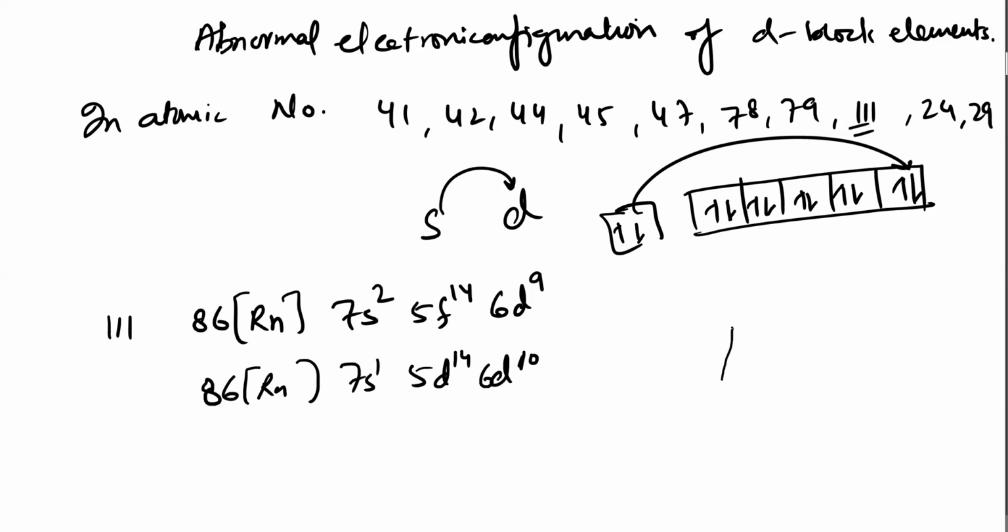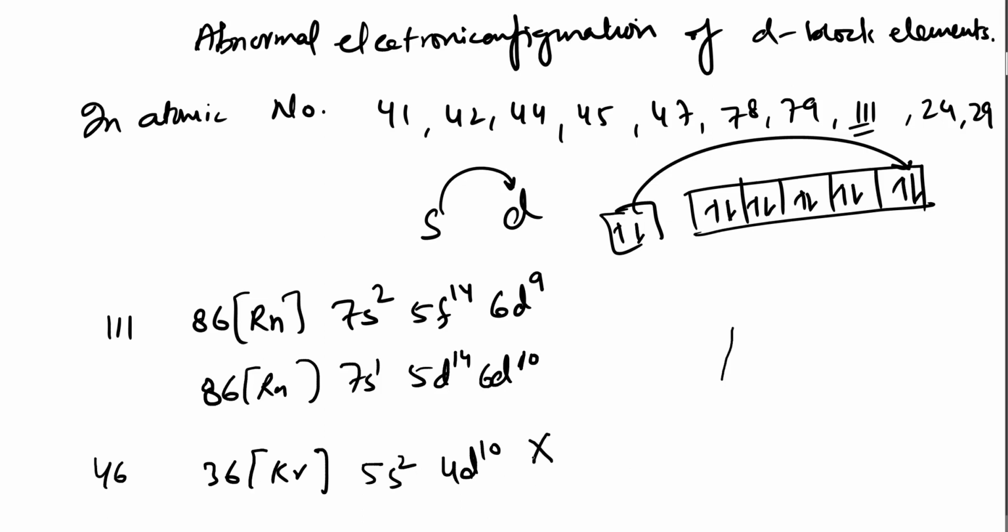Similarly, in 46, what happens? The atomic number is 46. 46 is 36 krypton. Okay, 36 krypton. And then it is going to have 36, so 36 is krypton, then 5s2 and then 4d8. The electronic configuration should be 5s2, 38, okay, and then 4d8. Then it is 46 total.